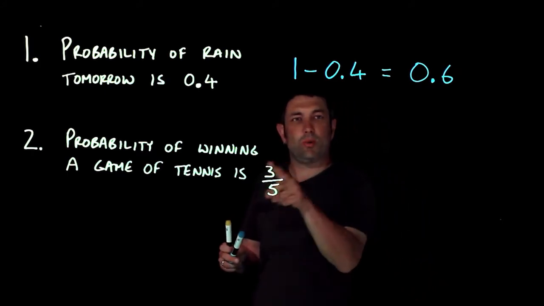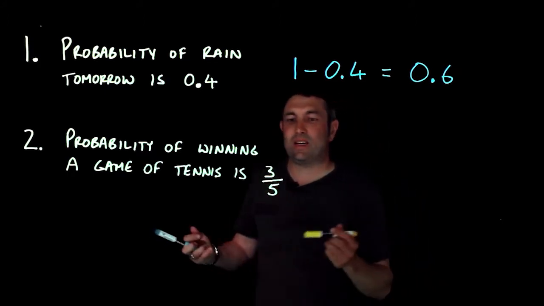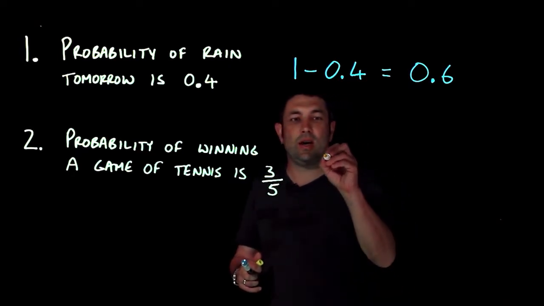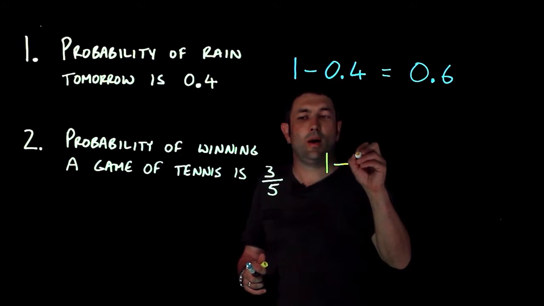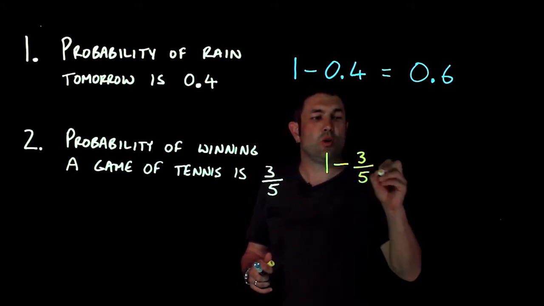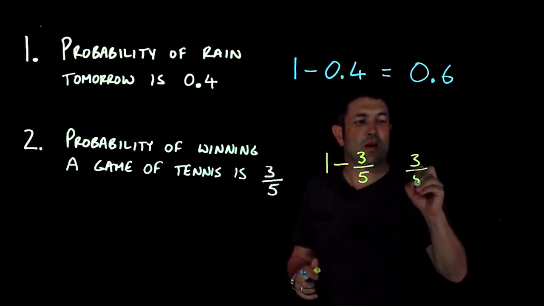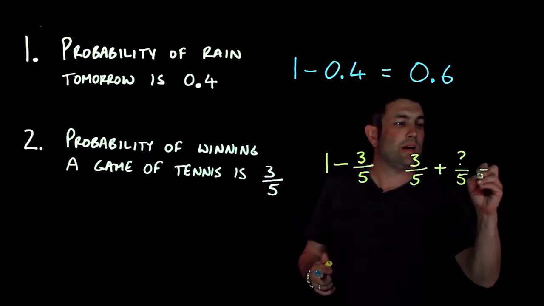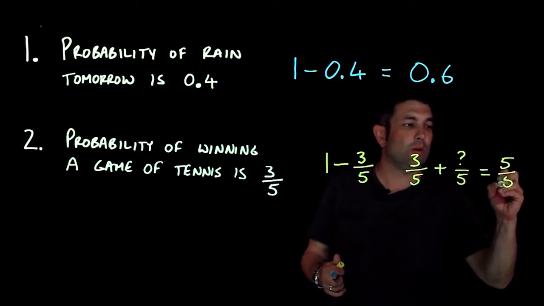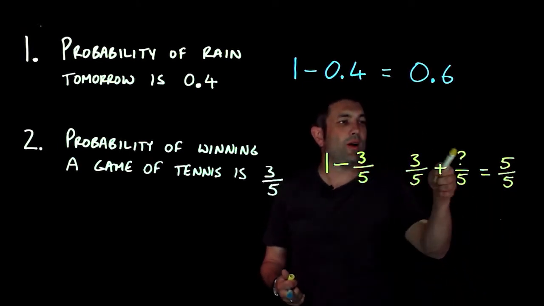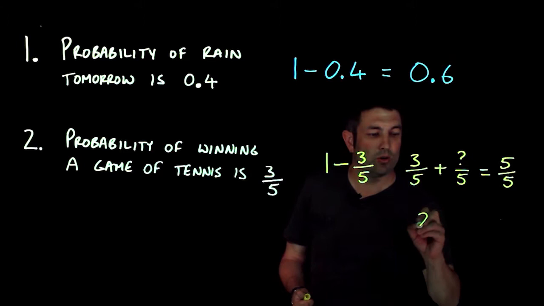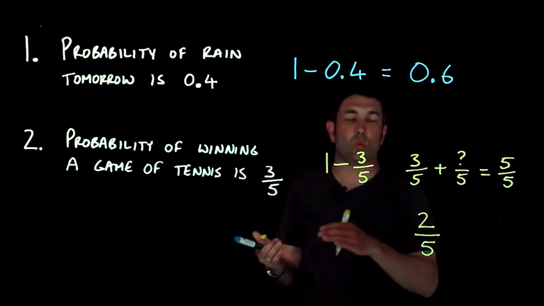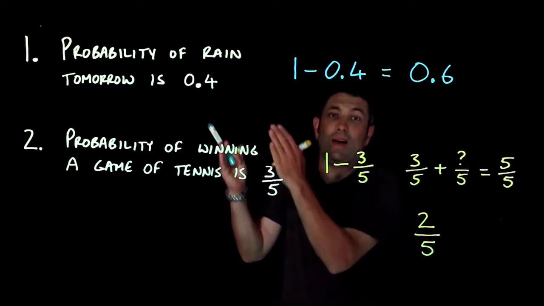Now with fractions, don't be put off because there's a fraction there. Okay, it's exactly the same thing. We know that 1 is 5/5. So once again, I'm looking at 1 take away 3/5, or you could think of it as 3/5 plus so many fifths, I don't know how many fifths, makes 5/5, because we know that 5/5 is 1. So 3 add what makes 5? Well, that's got to be 2/5. Okay, so the probability of an event not happening is 1 take away the probability of that event happening.